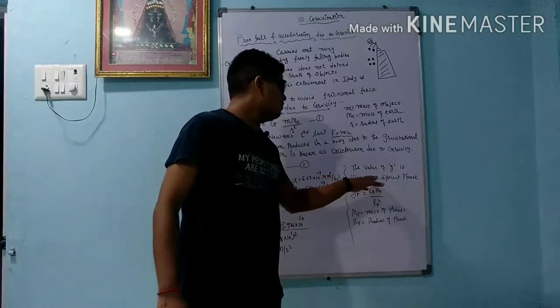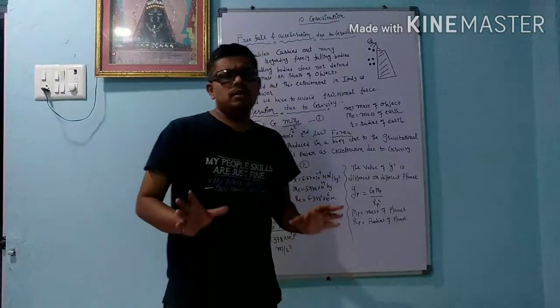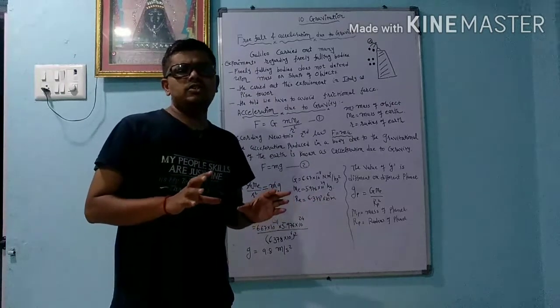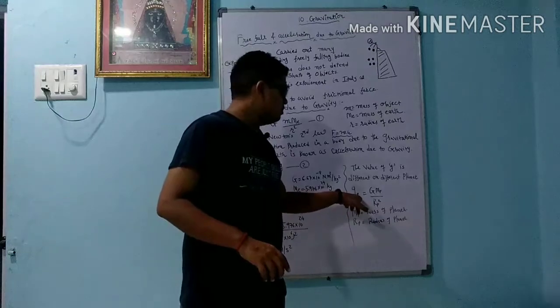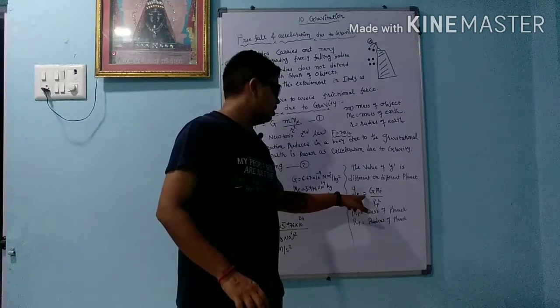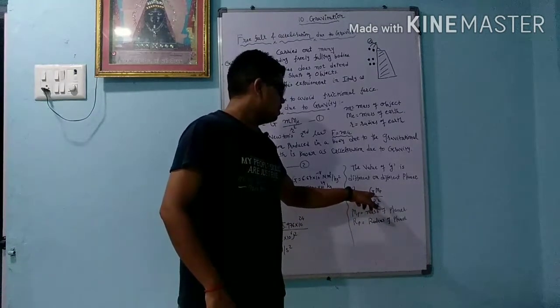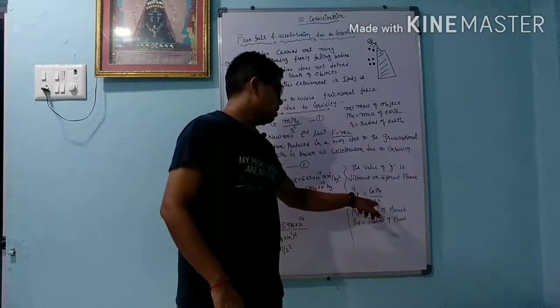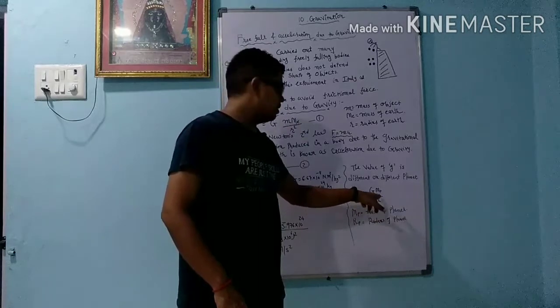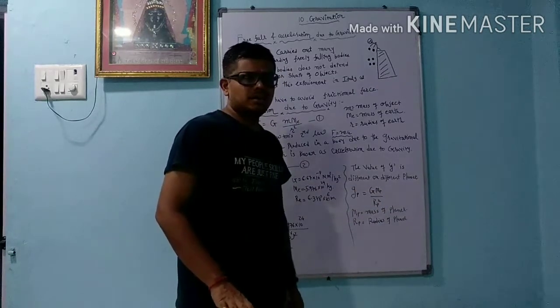The value of g is different on different planets because small g, gravitational acceleration, depends upon the radius of the planet. So small gp, meaning gravitational acceleration on a planet, equals capital G into mass of planet divided by Rp square. Rp is the radius of the planet, Mp is the mass of the planet.